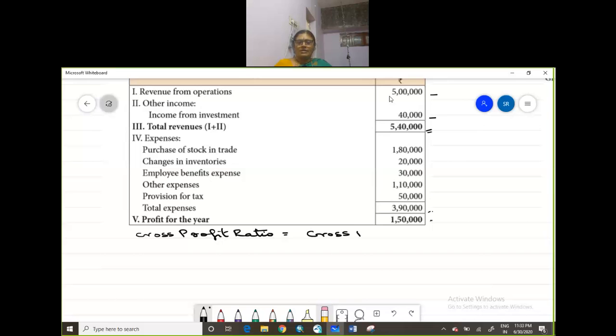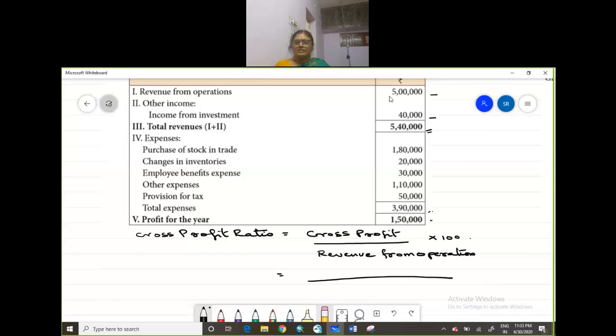Gross profit divided by revenue from operation into 100. Okay. Now what is your gross profit? They haven't given you, you have to find out. Now what is your revenue from operations? They have given you 5 lakhs, into 100.